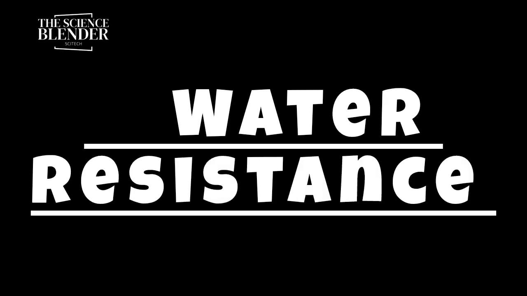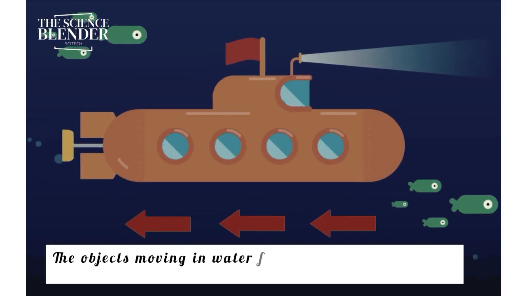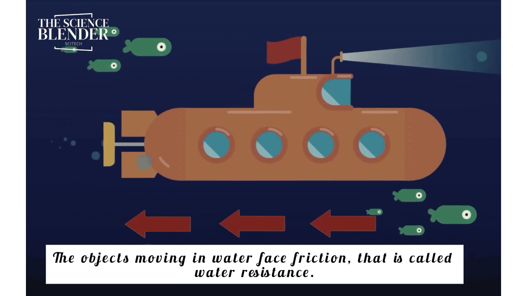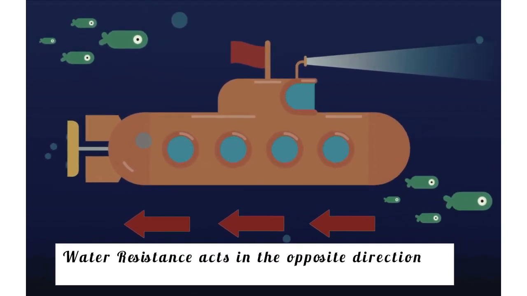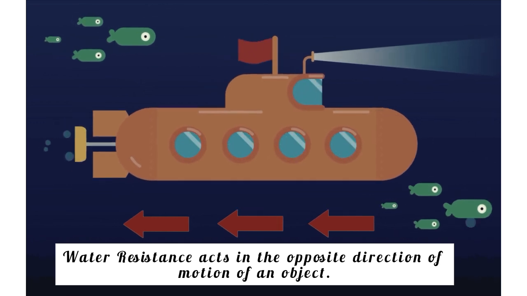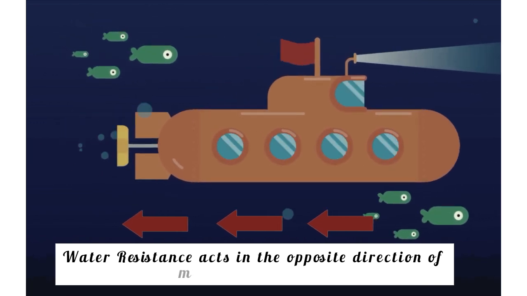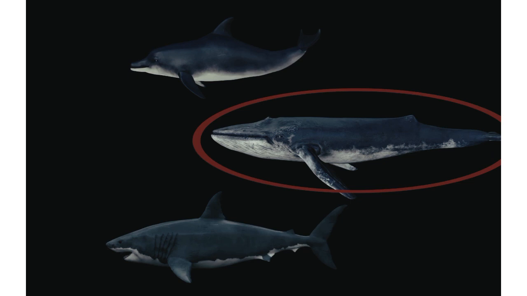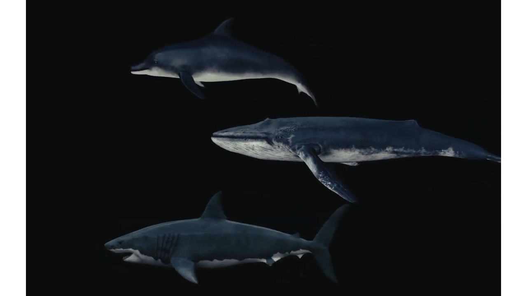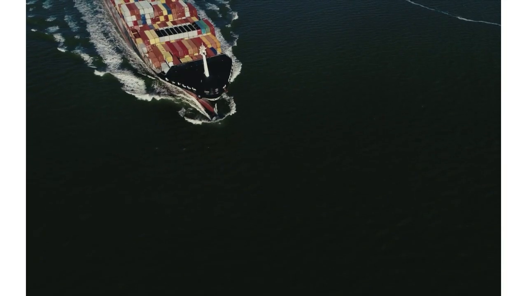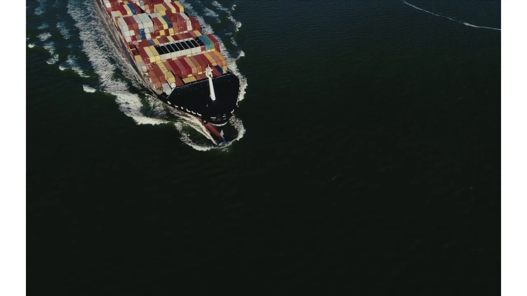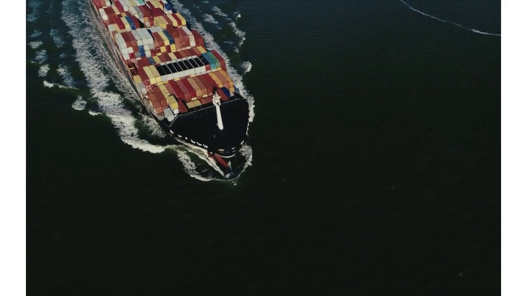Next in our list is water resistance. The objects moving in water face friction, which is called water resistance. Just like air resistance, the water resistance acts in the opposite direction of motion of the object. Streamlining is also important in water resistance. Just like fishes, they can move fast, and the boats or ships are also made streamlined.